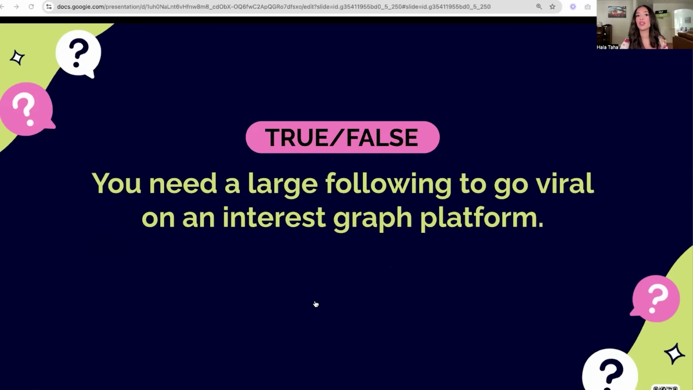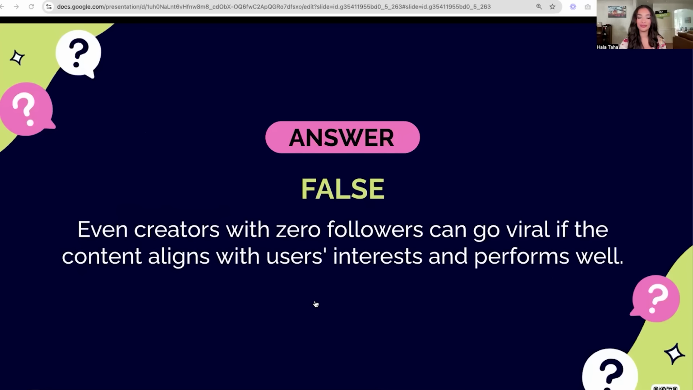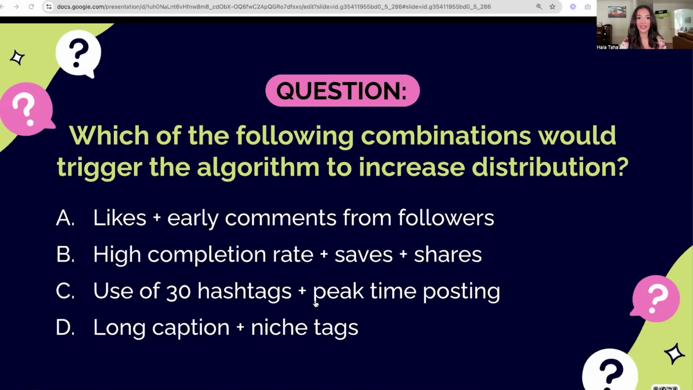Okay, true or false? You need a large following to go viral on an interest graph platform. False. Even creators with 0 followers can go viral. Okay? Leveled the playing field, guys. We are in an awesome time to be a creator.